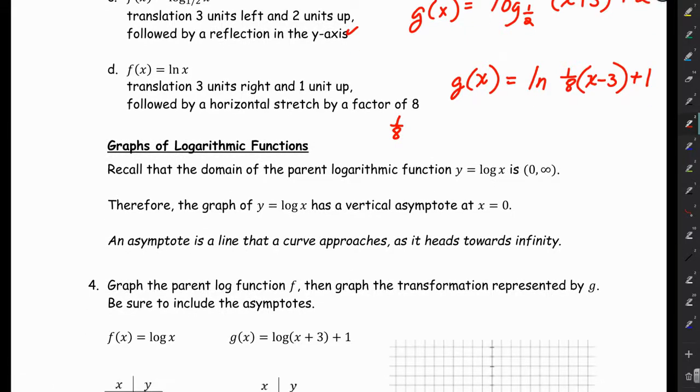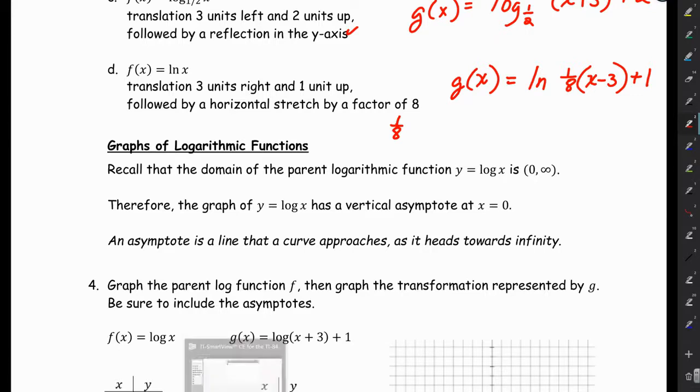Graphs of log functions. Recall that the domain of the parent log function is 0 to infinity. That means the only x values that are included in the log function are greater than 0. So therefore, the graph of the parent function y equals log of x has a vertical asymptote at x equals 0. An asymptote is a line that a curve approaches as it heads towards infinity.